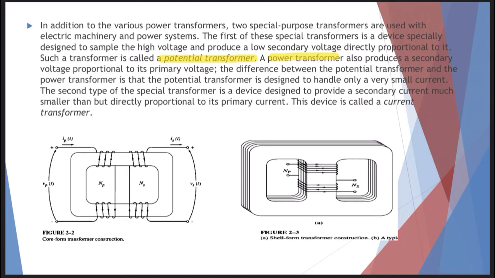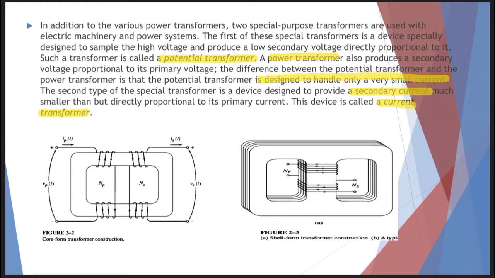The difference between the potential transformer and the power transformer is that the potential transformer is designed to handle only a very small current. The second type of special transformer is a device designed to provide a secondary current much smaller than but directly proportional to its primary current. This device is called a current transformer.